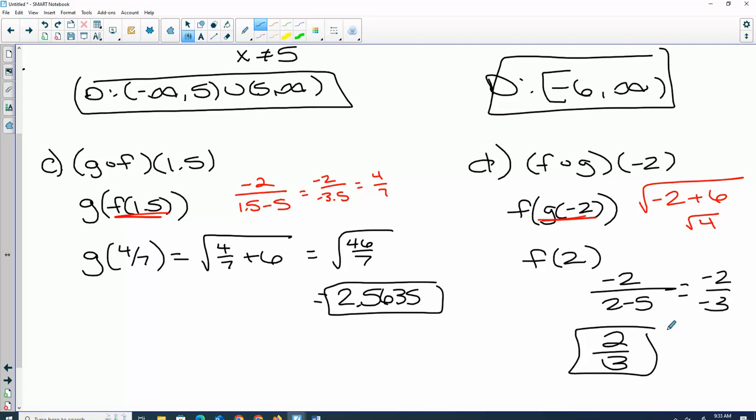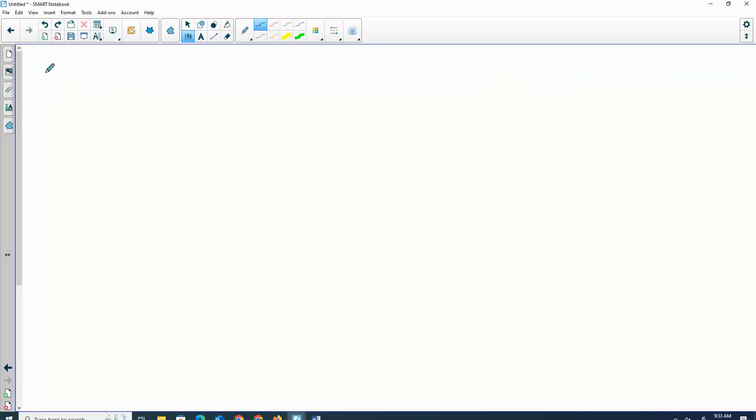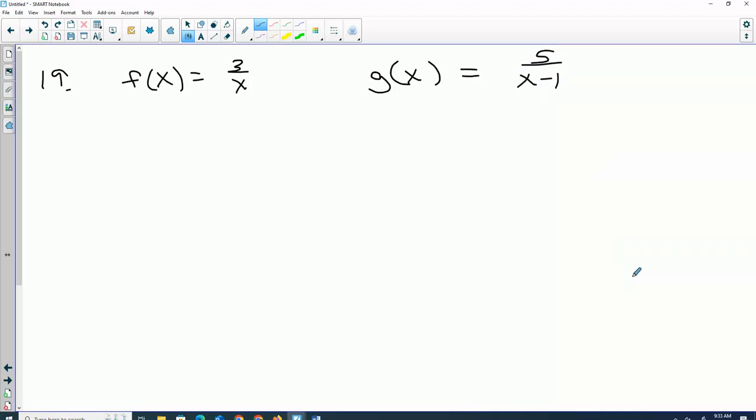Is that okay? You guys still with me? Is this still beneficial, seeing these? Okay. 19. I can promise you, I am going to put a question like this on the test. And a lot of you are not getting these correct, especially the domain part. So let's take a look here.